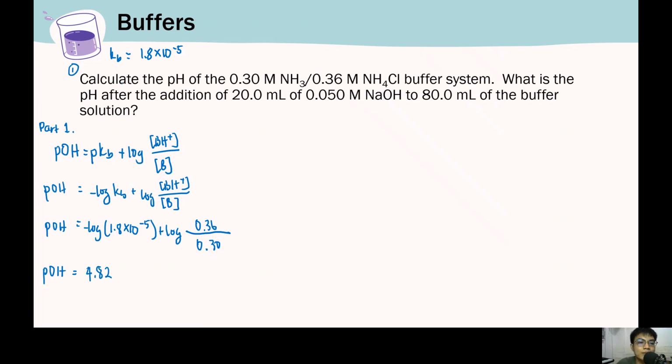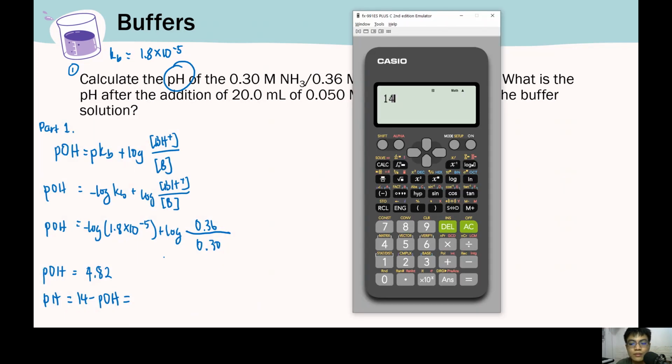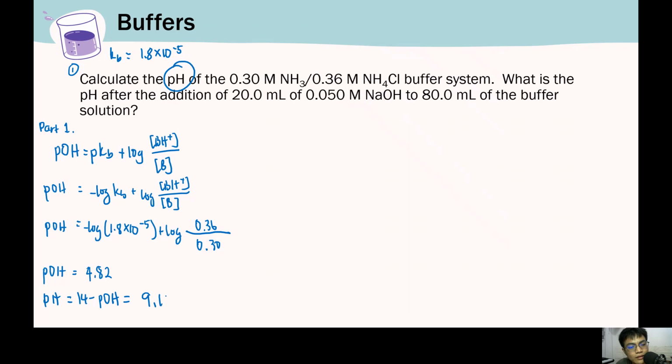pOH yan. Pero ang hinahanap ay pH. So how will you get the pH? Just 14 minus pOH. Oopsie. So 14 minus the pOH. So the answer is 9.18. Okay, so that's the pH of our ammonia-ammonium buffer system.